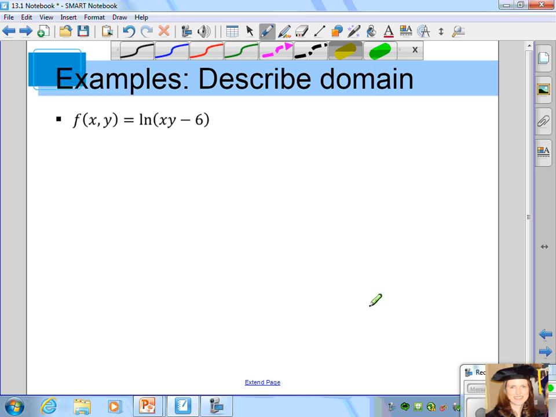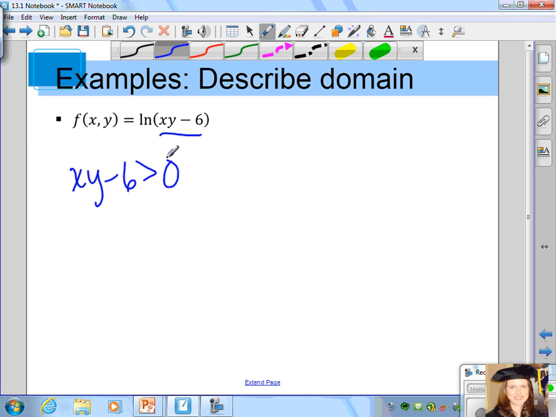Let's look at this function of two variables and describe the domain. f of x, y is equal to the natural log of xy minus 6. Now, think about the natural log. You can't take the natural log of 0, and you can't take the natural log of a negative number. So what's inside, what we call the argument, has to be greater than 0. We set up an inequality. xy minus 6 must be greater than 0 in order for this function to be defined.